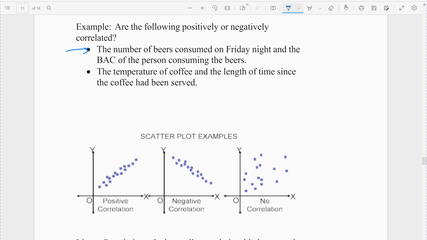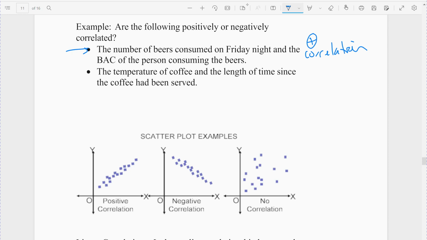So as you consume more beers, that would be the increasing of one variable. How is the blood alcohol content behaving? Well, it also increases, right? The more alcohol you put in your body, the higher your blood alcohol content. And so as one increases, so does the other. That would be the positive correlation. And it is correlated, right? One affects the other. The number of alcoholic drinks you drink affects your blood alcohol level.